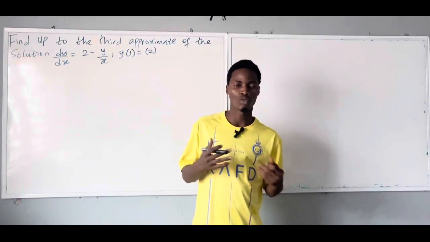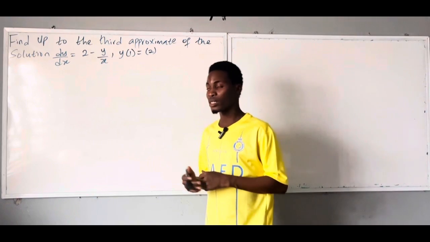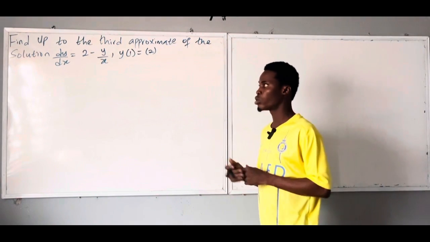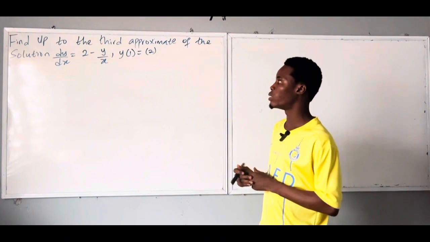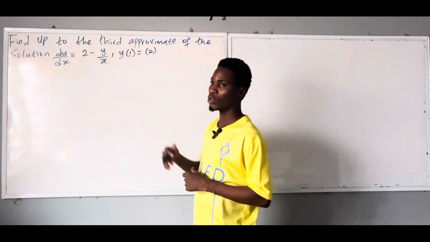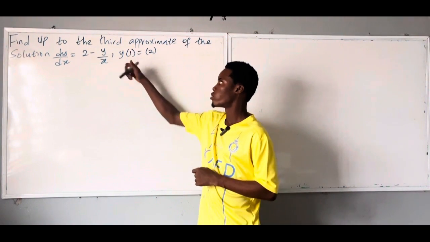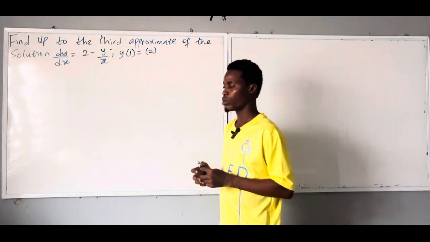Hello everyone, today we will be considering another problem on IVP. The question says we should find out the third approximation of the solution of this IVP, that is initial value problem. The derivative of y with respect to x is equal to 2 minus y over x, such that y of 1 is equal to 2.